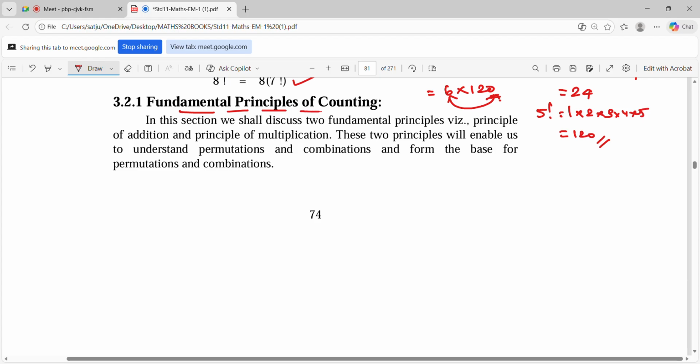Next thing, you need to learn about the fundamentals of counting. This is very important. In order to understand the basics of permutation and combination, you need to know about the fundamentals of counting. There are two principles: the multiplication principle and the fundamental principle of addition. So there are two principles one has to understand before getting into permutation and combination.